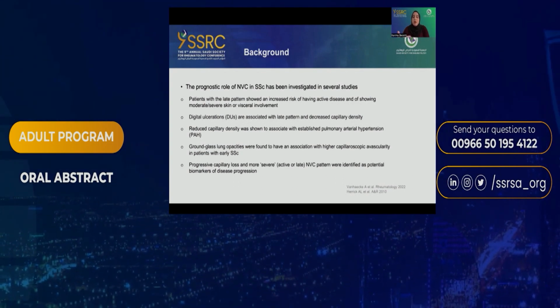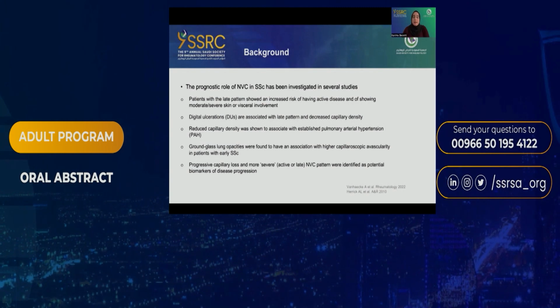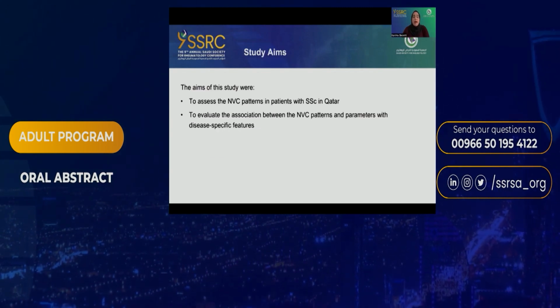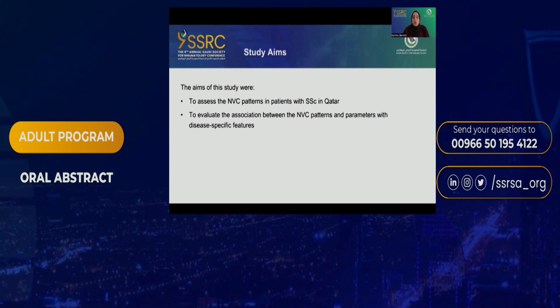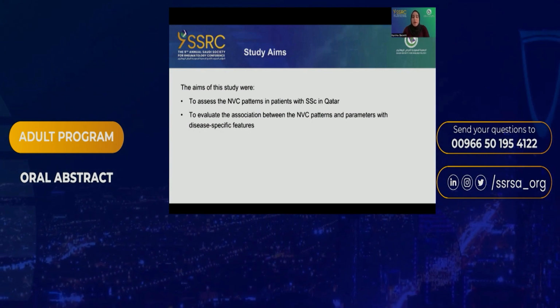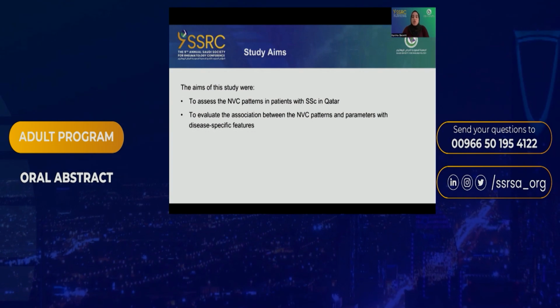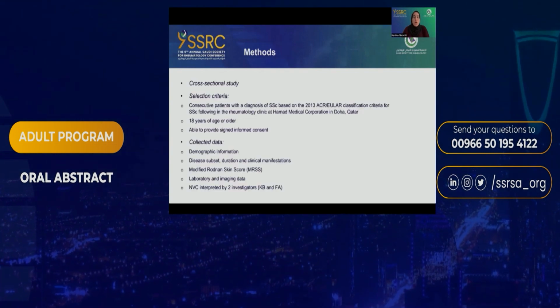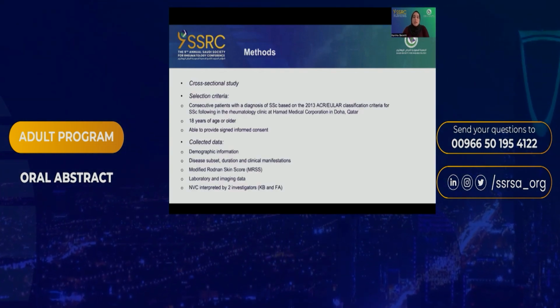This is still ongoing, and we therefore decided to conduct a study to look at the nail fold video capillaroscopy patterns in patients with scleroderma in Qatar and evaluate the association between nail fold video capillaroscopy patterns and parameters with disease-specific features. The study was a cross-sectional study.